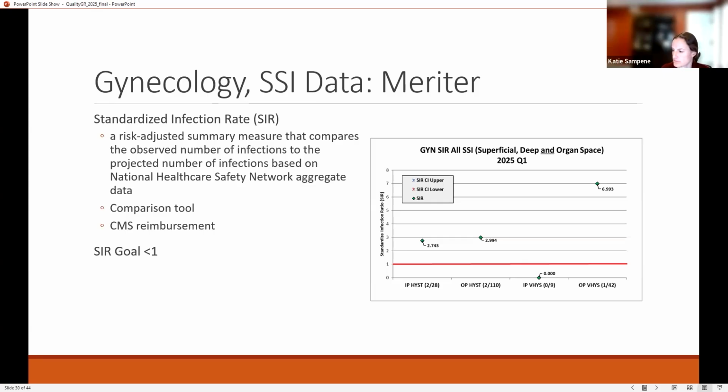So on this slide, you see our SIR for all SSIs in the first quarter of 2025. These are both inpatient and outpatient, and this is at Meritor. We are, for the most part, above that less than one goal. It's just quarter one. We're not freaking out yet, but we are looking to say what can we do? What is happening that we can improve this, right? Just so you know as well, for Meritor's data, laparoscopic hysterectomies are included and bundled into abdominal hysterectomy. So abdominal hysterectomies are both laparoscopic and open.